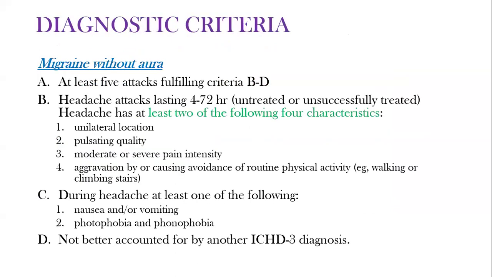What is migraine? The diagnostic criteria for migraine: the patient should have at least 5 attacks of duration 4 hours to 72 hours, with characters like unilateral location, pulsatile quality, severe intensity, and affecting day-to-day activities. Associated with at least nausea or vomiting, or photophobia or phonophobia. Photophobia means the patient will have triggering of the headache due to bright light, or phonophobia, triggering of the migraine headache secondary to severe noise. So if these characters are present in a person, you can label it as migraine headache.